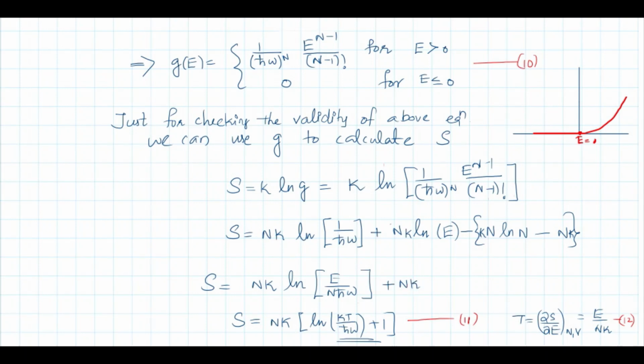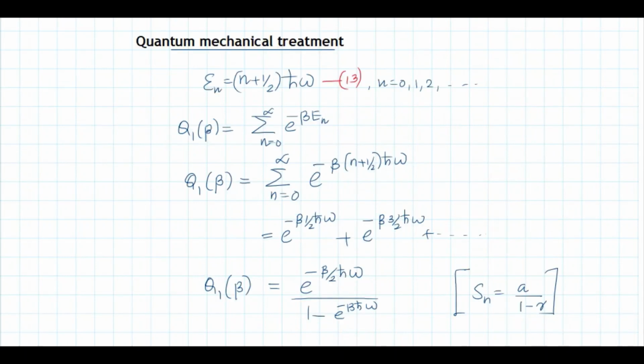Nk you can take outside. That will give you S is equal to nk log E by n, energy per oscillator, that is kT, so kT by h cut omega, plus 1. Equation number 11. We can calculate temperature. Temperature T is dou S by dou E. If you take the derivative with respect to E for this expression, you will get it as E by Nk. That is very simple mathematics. You can calculate it as E by Nk. It is equation number 12.